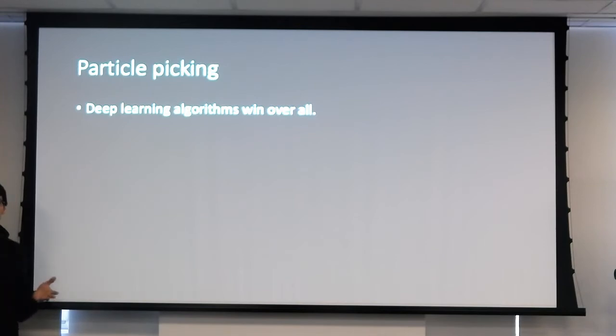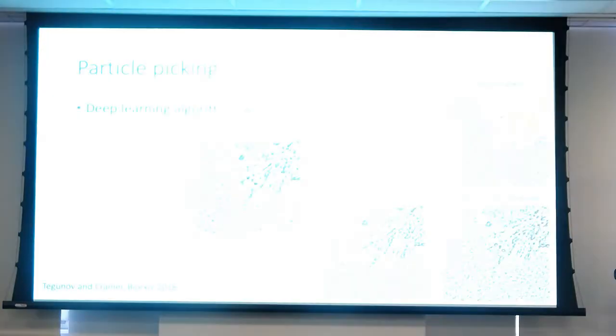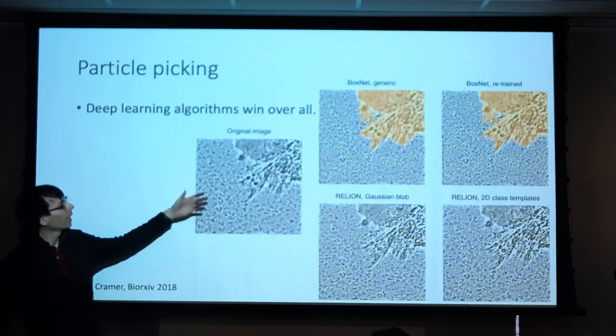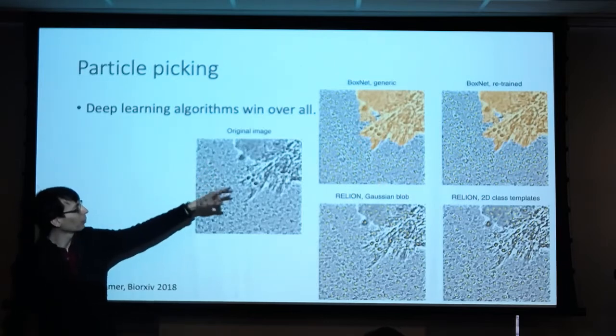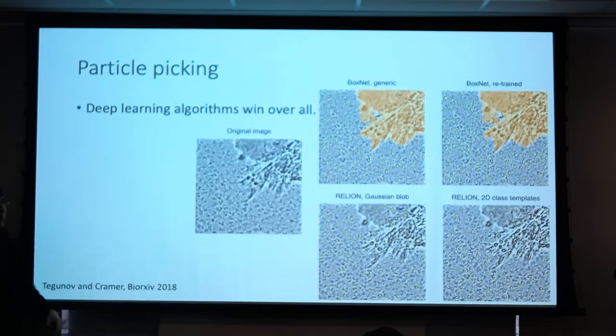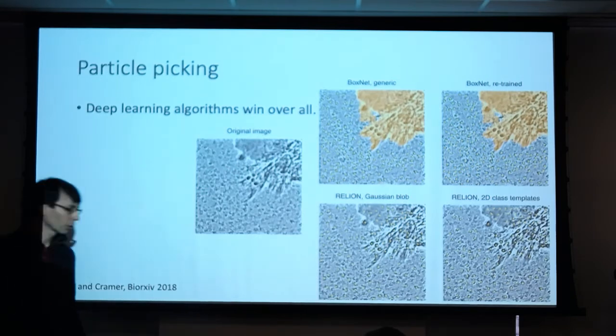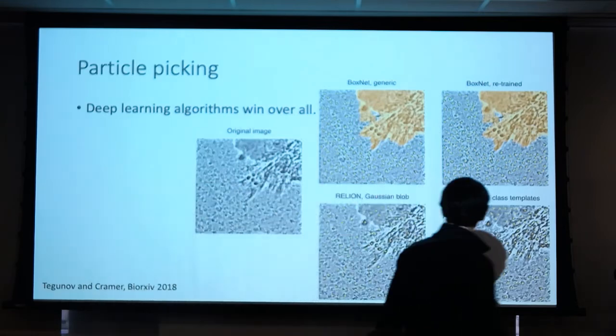In a nutshell, the deep learning algorithms are beating everybody and doing this better than it has ever been done. So that's an example by Warp, where you have your original image, and then it can figure out where the crap is in the micrograph, and it can fairly accurately tell you where the particles are and where they are not. In contrast, RELION has a Gaussian blob.